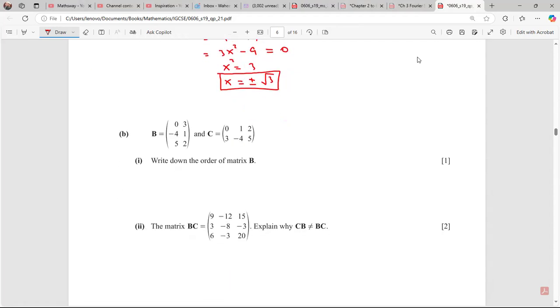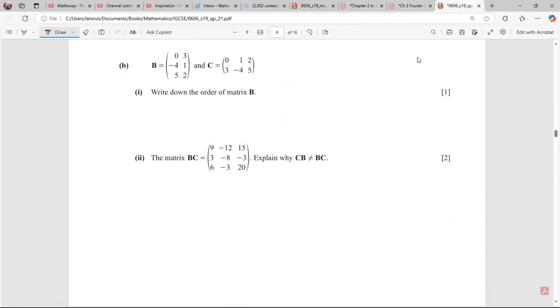Okay. Now part B, write down the order of matrix B. Okay, so of course matrix B is 3 by 2. First we need to write the number of rows, which is 3, and then we have to write the number of columns, which is 2. Similarly, the order of this one is 2 by 3.